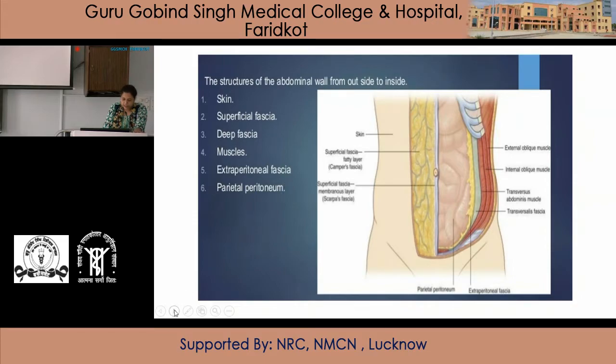Next we have discussed the fourth layer, that is the muscles of the anterior abdominal wall. The muscles of the anterior abdominal wall are the external oblique muscle, internal oblique muscle, transversus abdominis and the rectus abdominis muscle. And later we have discussed the extraperitoneal fascia and parietal peritoneum.